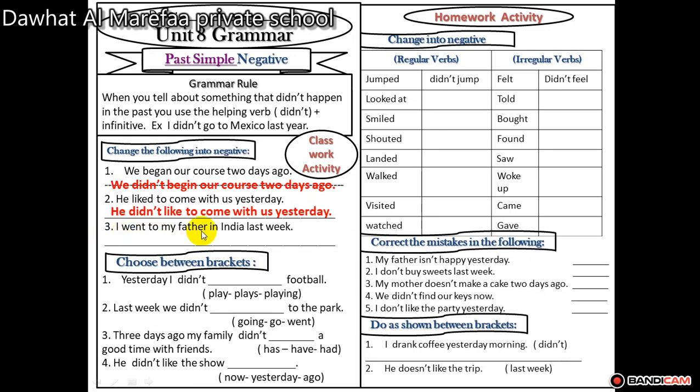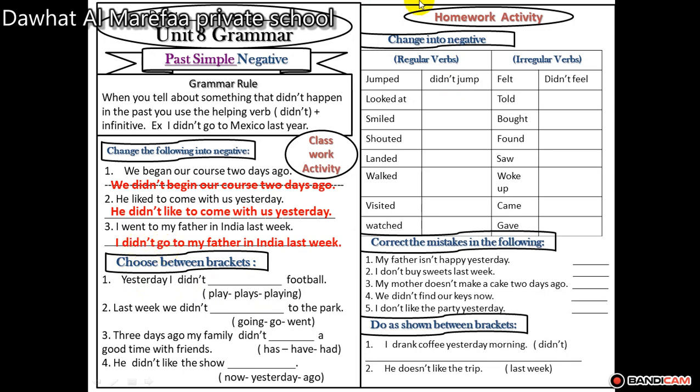Number three. I went to my father in India last week. I went, which is the past form of the verb. So we are going to change this sentence into negative. As I told you, we put the didn't between the subject and the verb. So I didn't, and after didn't, the verb will be in the infinitive case. So it will be what? I didn't go. Very good.